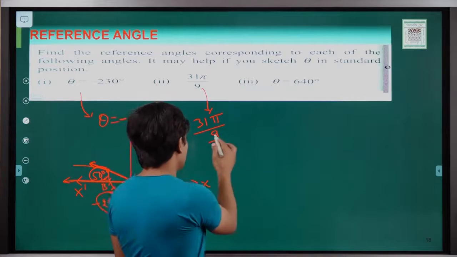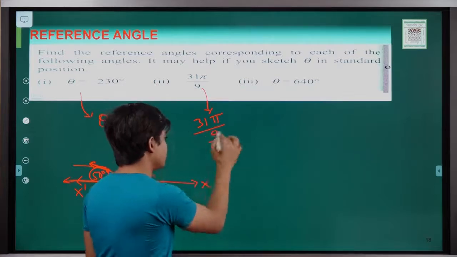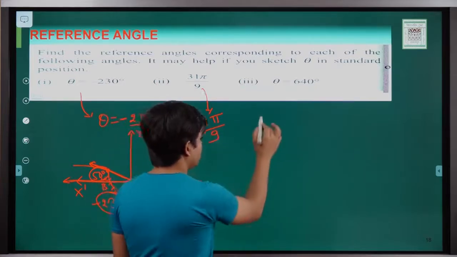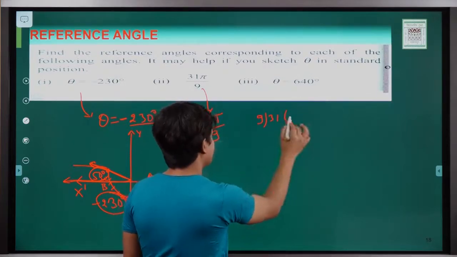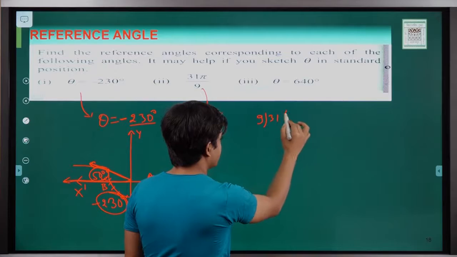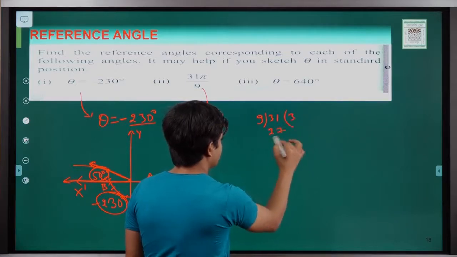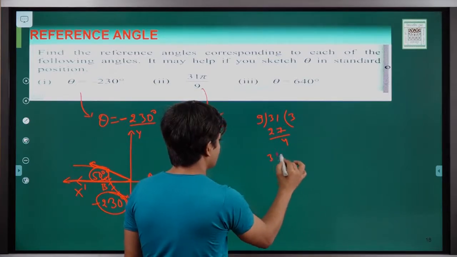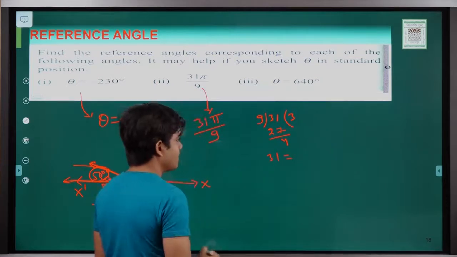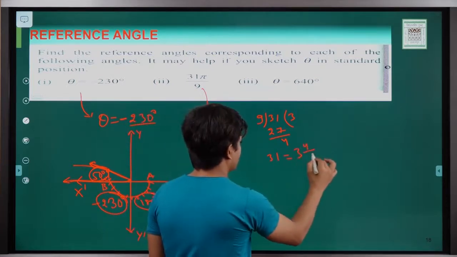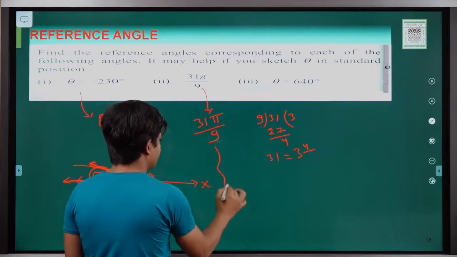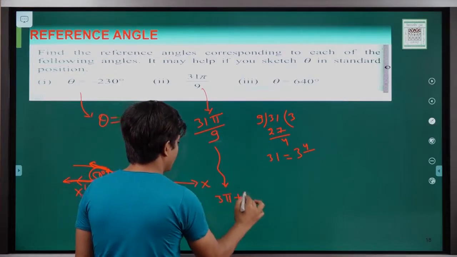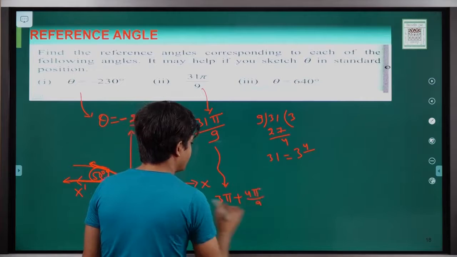Okay. So to get its reference angle, divide 31 by 9, then we will get what? Certainly 27. So 4. So this 31 can be written as how? This can be written as 3 into 9 plus 4. So we can write it as how? 3 pi plus 4 pi by 9.